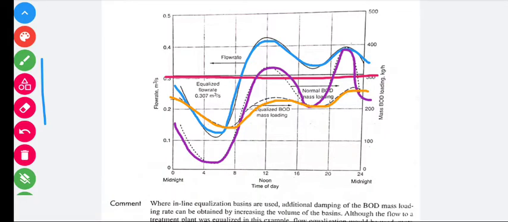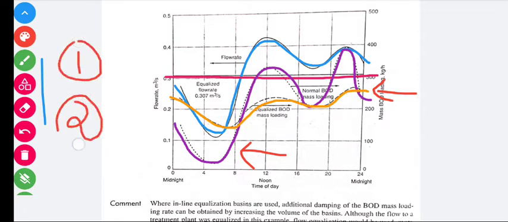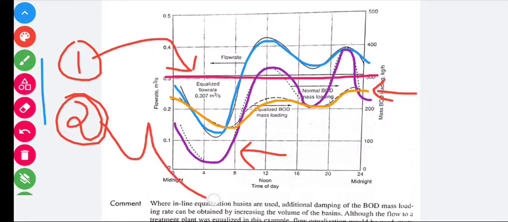You can see here that this orange line is showing very low fluctuation in BOD loading, so it will be very good for further treatment units like ASP and all. But without equalization, you can see this purple line has very high fluctuation. So equalization gives you two advantages. One, look, this flow is equalized. Second, look at this BOD: the BOD concentration is almost homogeneous, or low fluctuation occurs due to the equalization. Okay, that is all about equalization.